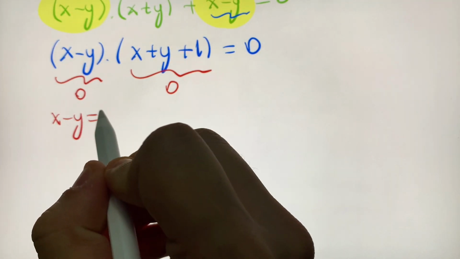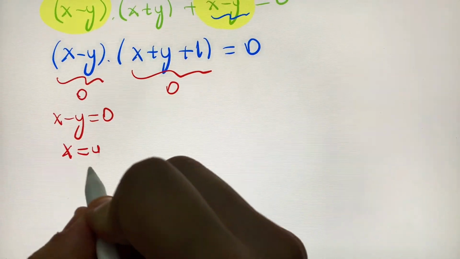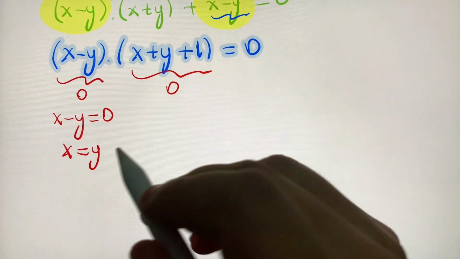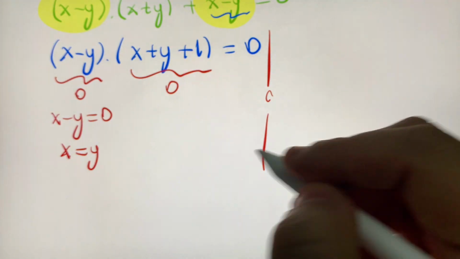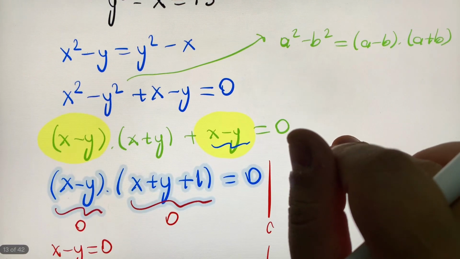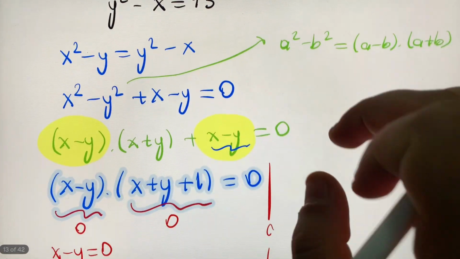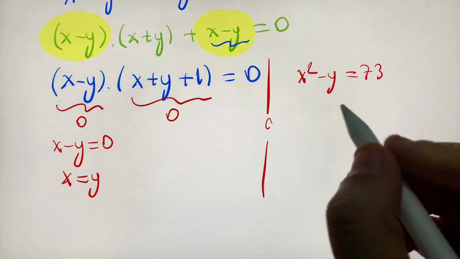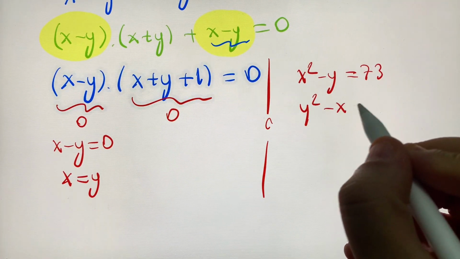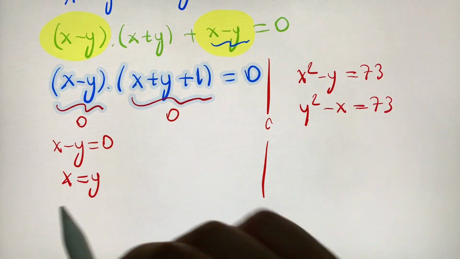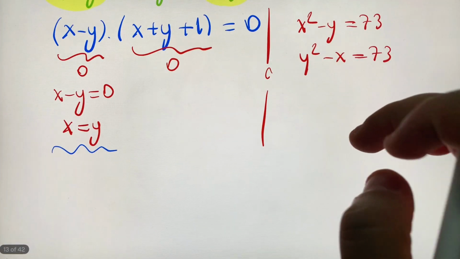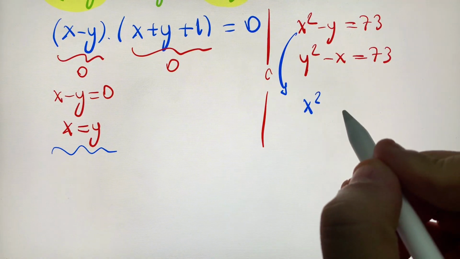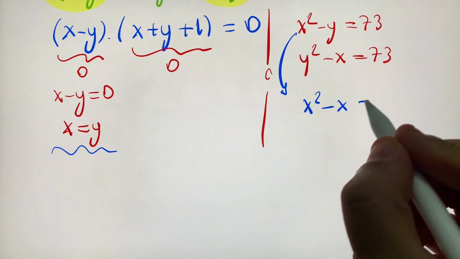Either x minus y is 0, so what can I tell from this part? x is equal to y. Let's replace it in the first equation immediately. What was our first equation? x squared minus y is equal to 73. Let's try one of the cases we found. I write in this equation: x squared minus x is equal to 73.